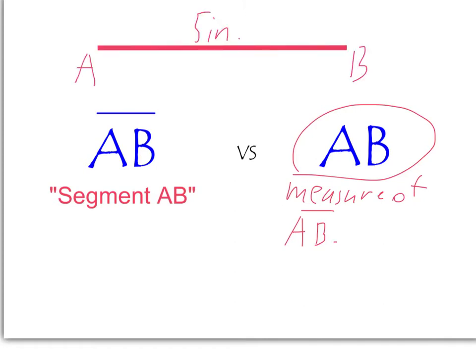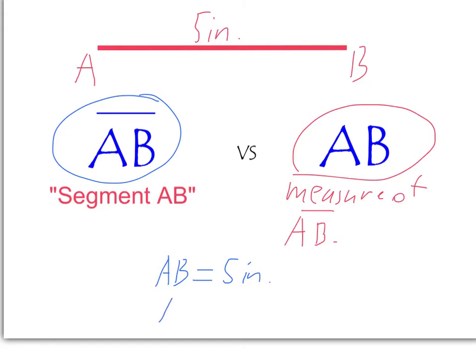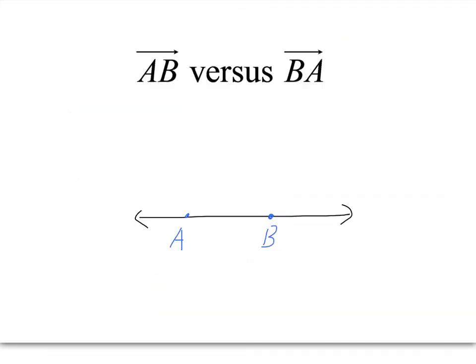So here I've drawn segment AB, and I see that it's labeled as being 5 inches long. So I could say that is segment AB, in which case I'd use this notation. But if I wanted to state its measure, I could say that AB is equal to 5 inches. So that means the measure of AB is equal to 5 inches. You would never, ever do this. You would never say segment AB is equal to 5 inches. That just doesn't make sense. So don't do that.